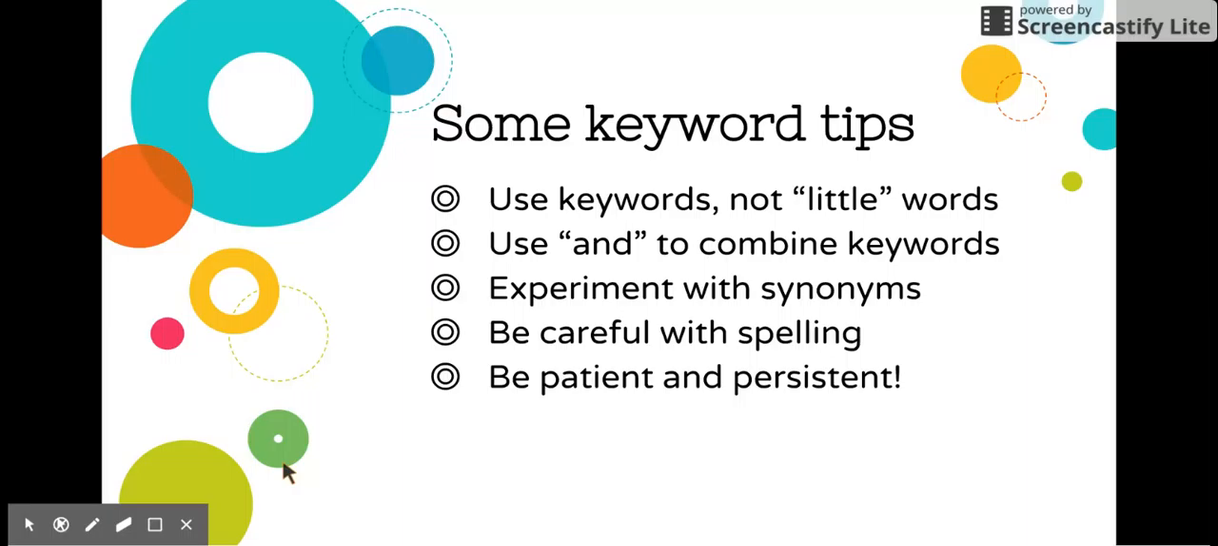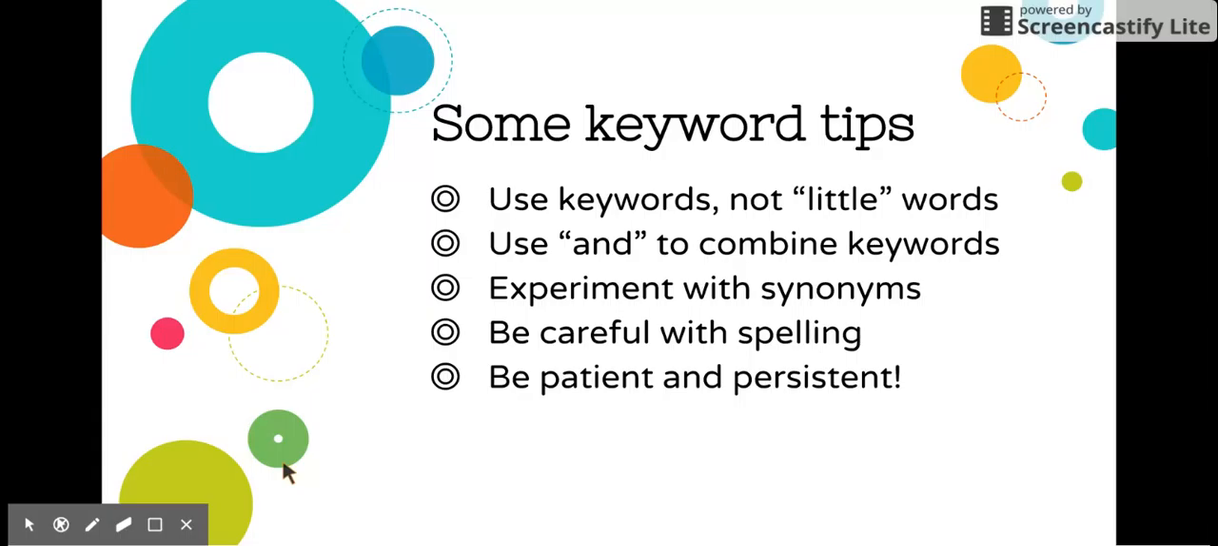One thing is, I'm using keywords here, not sentences, not questions, not the little words that go in between, the main idea words, my keywords. I need to remember that I can use the word and to combine my keywords. If I'm not finding relevant results, I can experiment with synonyms, so similar words. If I get stuck and I'm not finding what I want, I need to double check my spelling. And then I know that this might be a bit of a process, so I'm going to try really hard to be patient and be persistent.